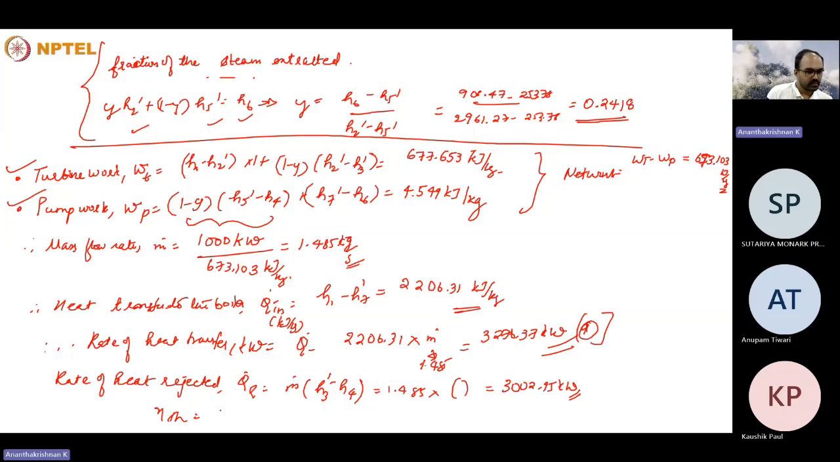So the net work divided by Q input. The net work will be 673.103 kilojoule per kilogram, not kilowatt. And similarly, the heat input in terms of kilojoule per kilogram without considering the mass flow rate will be equal to 2206.31. The efficiency will be equal to 30.508%. Do not take these values seriously. This is to give a flavor of how to solve the problems of Rankine cycle.